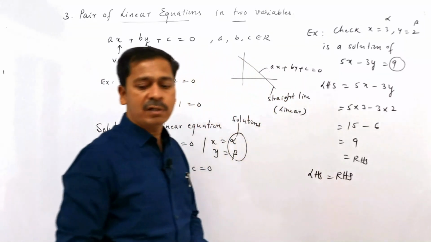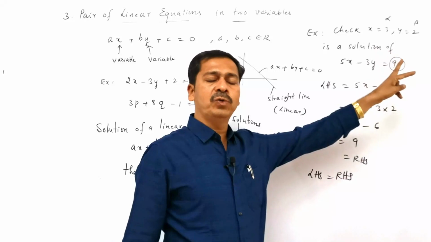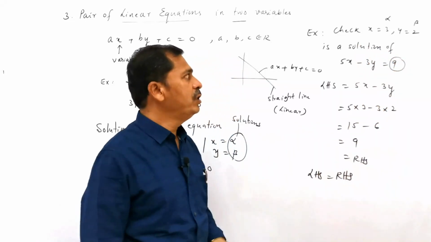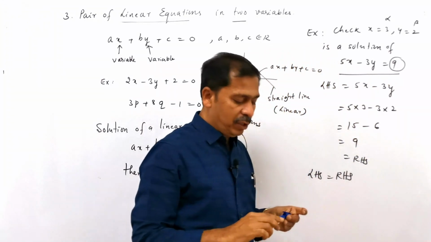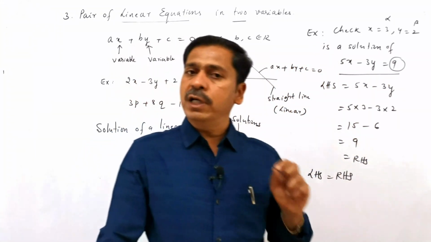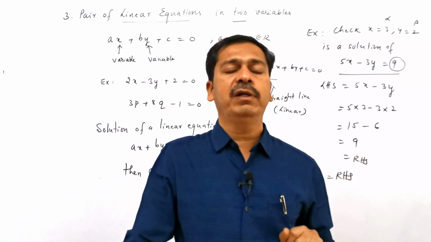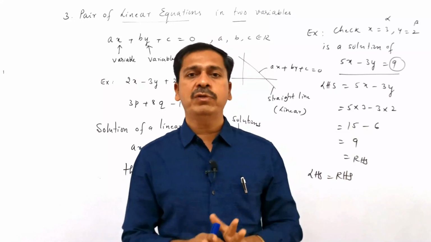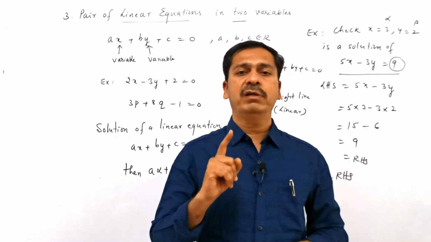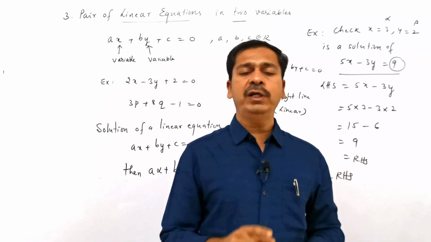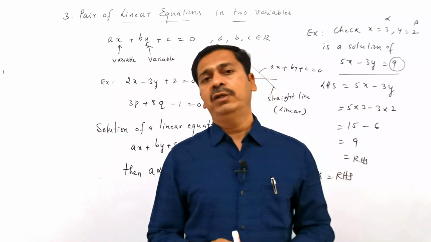So this confirms that x equal to 3, y equal to 2 is the solution of the equation 5x minus 3y equal to 9. So you remember, if you want to say x is equal to something, y equal to something, to be the solutions of the given linear equation, then both the values of x and y, what you have taken, those must satisfy the given linear equation. Then only those two values constitute the solution for that. So this idea you remember.